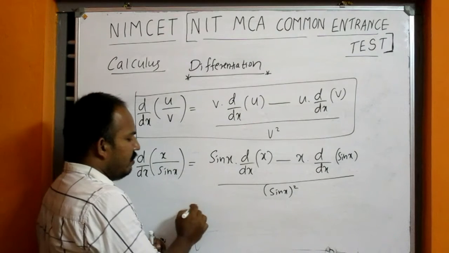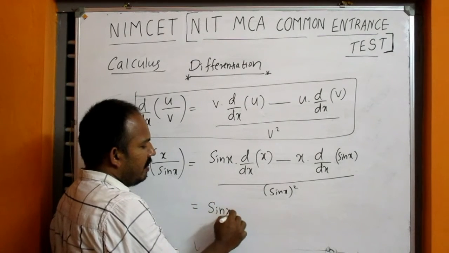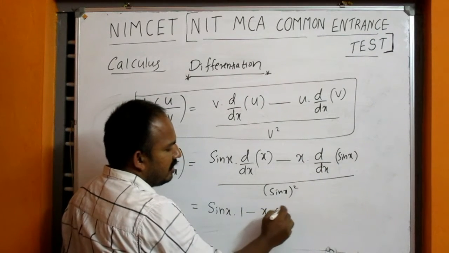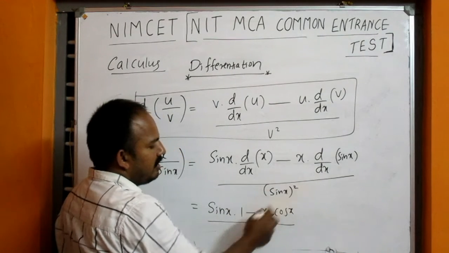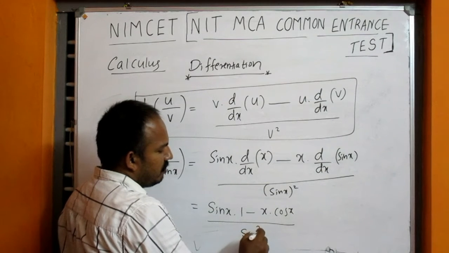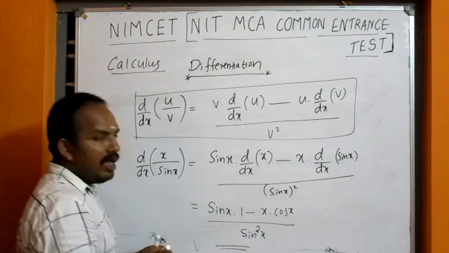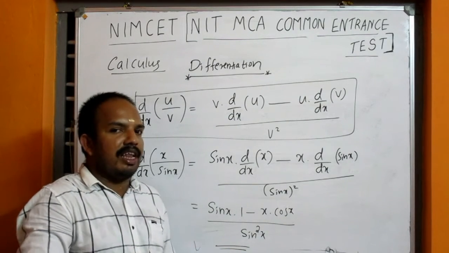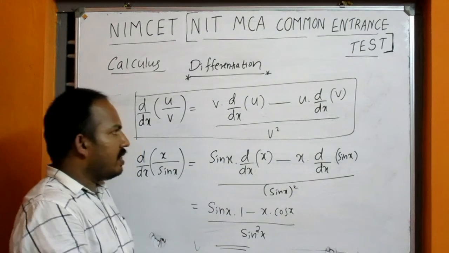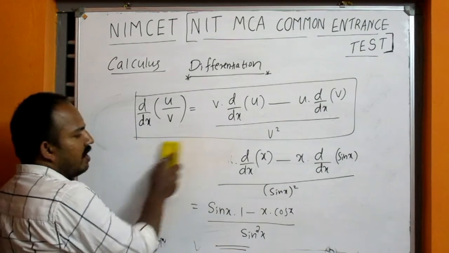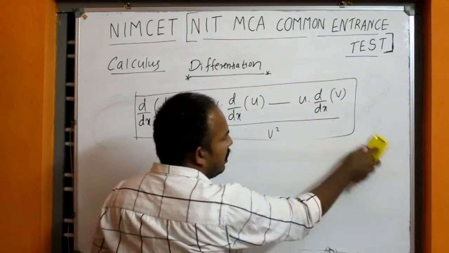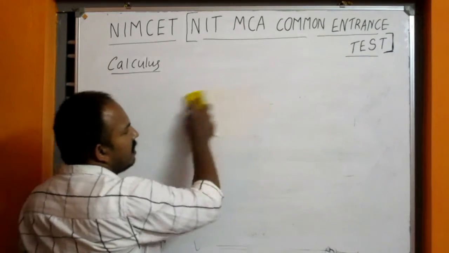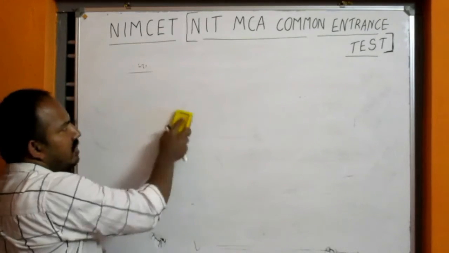That equals sin x into the derivative of x, which is 1, minus x into the derivative of sin x, which is cos x, divided by sin square x. This is the result. Many problems are there, and we will discuss them in the next class. These are the basic formulas, and we want to study them. After studying the basic formulas, we will discuss more problems of differentiation.